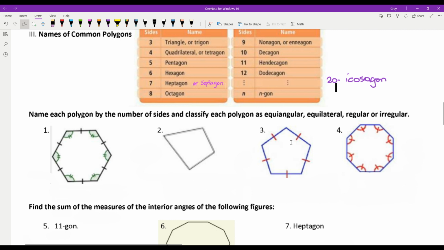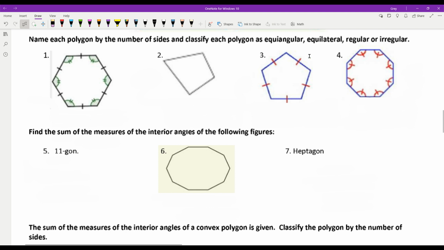All right, so let's look at our examples. Name each polygon by the number of sides and classify each polygon as equiangular, equilateral, regular, or irregular. On this first one, when you're doing these problems, I'll encourage you to just put a dot at whatever spot you want to start counting, because sometimes it's hard to remember. So that's 1, 2, 3, 4, 5, 6. I have 6 sides, so that makes this a hexagon. These symbols tell me that all the sides are equal, and these symbols tell me all the angles are equal. So if all the sides and the angles are equal, it's a regular hexagon.